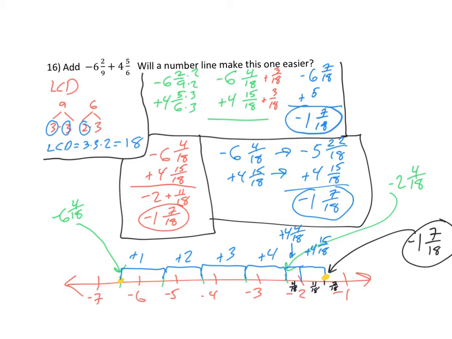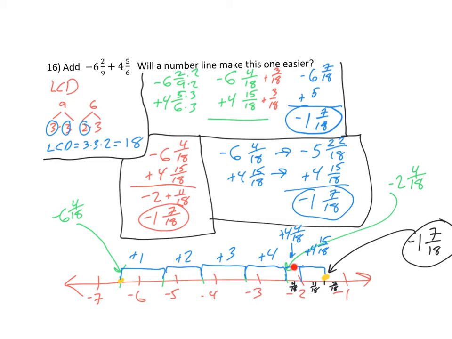And finally, doing this on the number line, I put here where I start off at negative 6 and 4/18 right here. I'm going to add 1 to that and get negative 5 and 4/18, 2, 3, 4, and I need to add 4 and 15/18. So I added 4 to get here at negative 2 and 4/18. Now I need to add another 15/18.